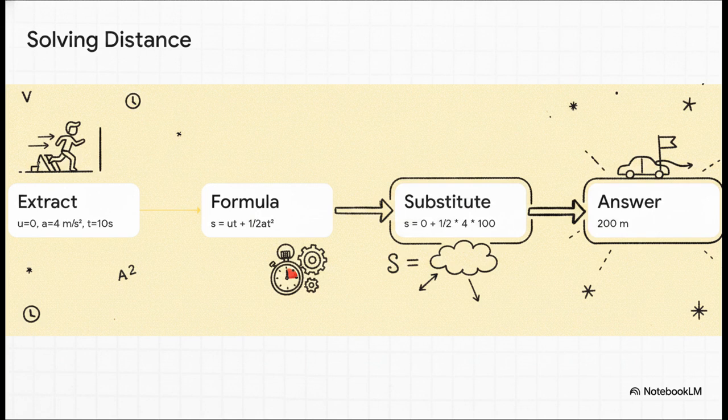Since u is 0, that entire first ut term just vanishes. We're left with 1/2 times 4 times 10 squared. Half of 4 is 2, 10 squared is 100. 2 times 100 gives us a final distance of 200 meters. Simple, logical, and highly effective.